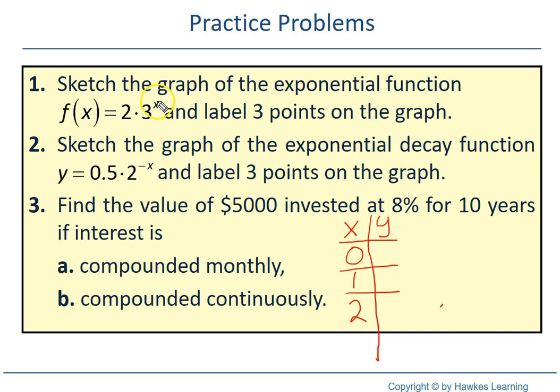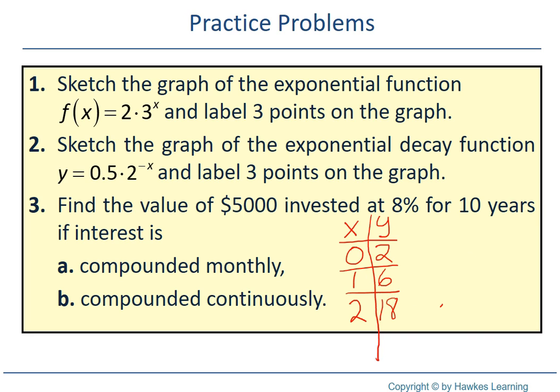And if x is a 0, 3 to the 0 power is 1. 2 times 1 is 2. And if x is a 1 here, 3 to the first power is 3. 2 times 3 is 6. Now if x is 2, 3 to the second is 9. 2 times 9 is 18.